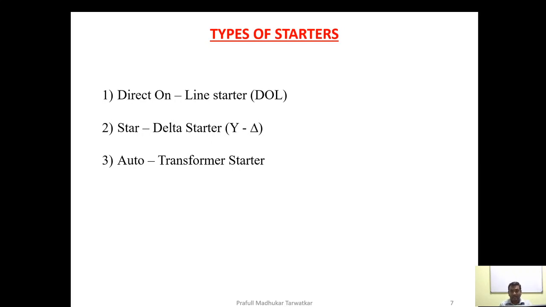Now, depending on how the starters are used and up to what capacity of induction motor, there are three types of starters widely used in industries. They are the direct online starter, abbreviated as DOL starter, the star delta starter, and the auto transformer starter. DOL starters are used up to 5 HP induction motor capacity, star delta for 5 to 15 HP, and auto transformer starters are used beyond 15 HP induction motor capacity.